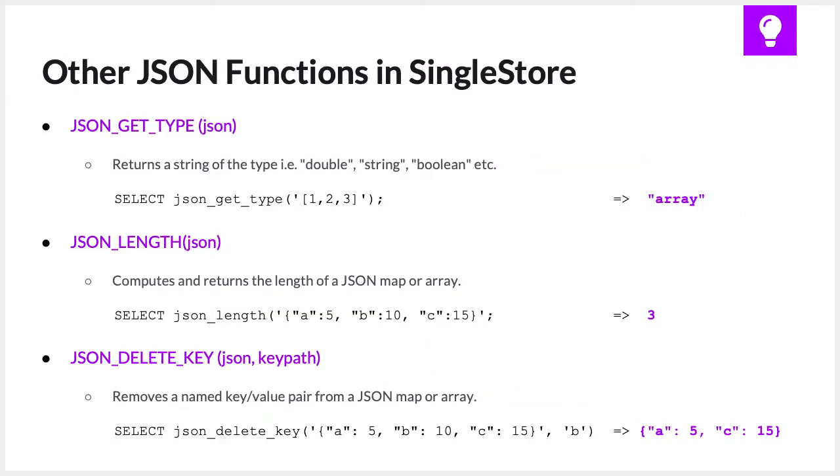And lastly, here are some additional system functions that can be helpful when working with JSON data. JSON_GET_TYPE simply returns the type of the value provided. JSON_LENGTH computes the length of a given JSON object or array. And JSON_DELETE_KEY removes the key value pair with the given key from a JSON object.